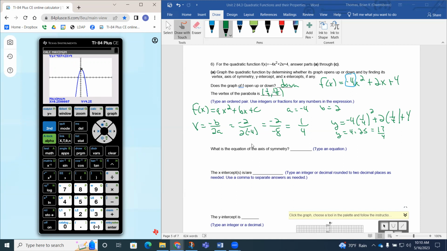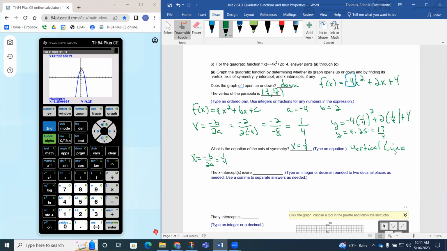So the axis of symmetry is the same thing as the x-coordinate of the vertex. So x is going to equal negative b over 2a. And since we've already done this math, it's going to be 1/4. So the axis of symmetry is going to be the equation x equals 1/4, because remember, it represents a vertical line. A vertical line is defined by the equation x equals, and whatever the value is of x.